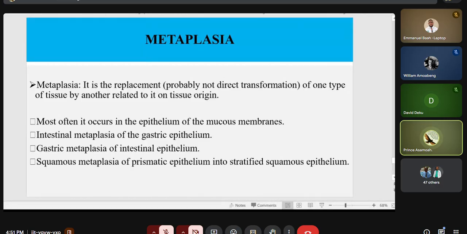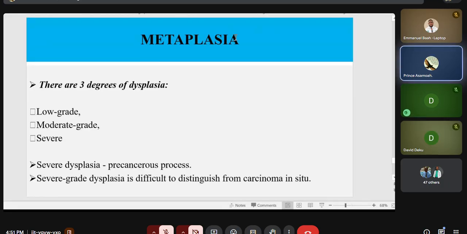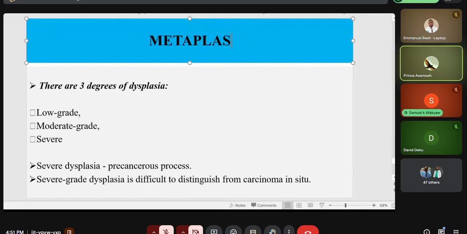So that is metaplasia. Any question for me? Yes.